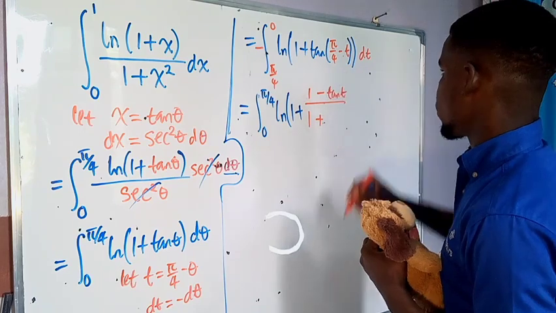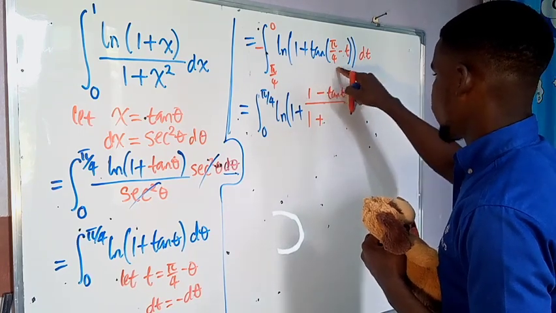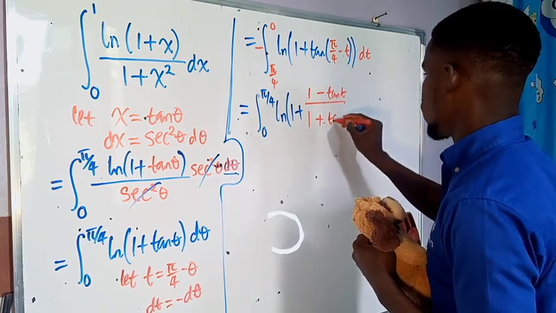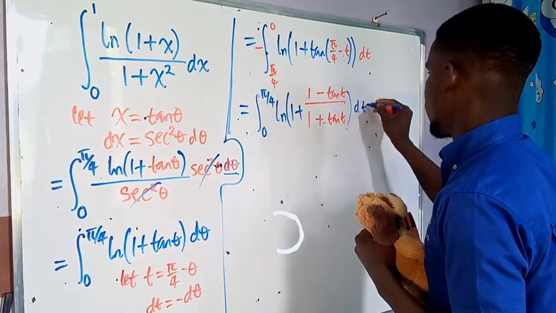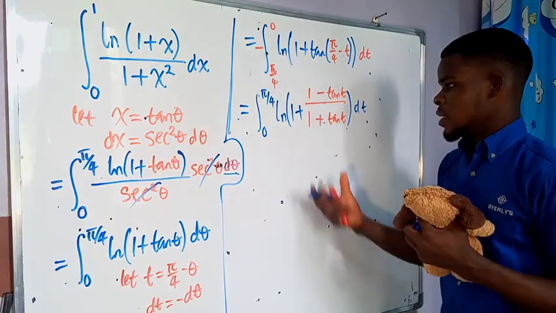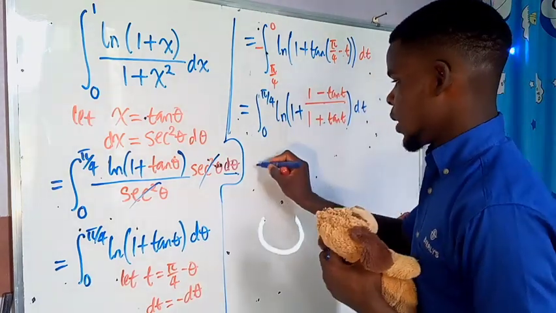Then the product of the tangent of those two angles, that will be tangent of pi over 4, which is 1, times tangent of t, which will just be tangent of t, right? So we have that, and then we can put the dt over here. Okay, that's nice. Now let's add these fractions together and see what we have.